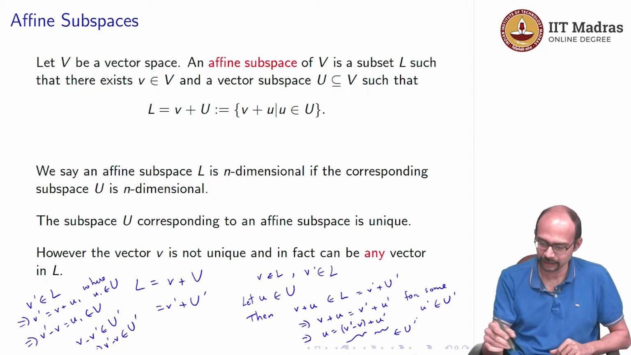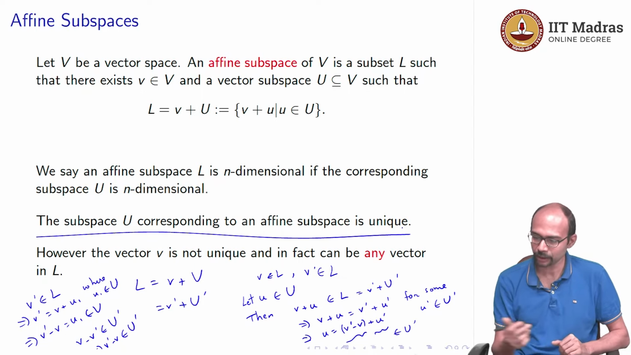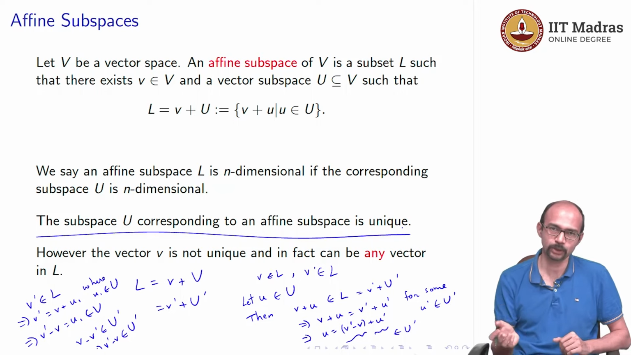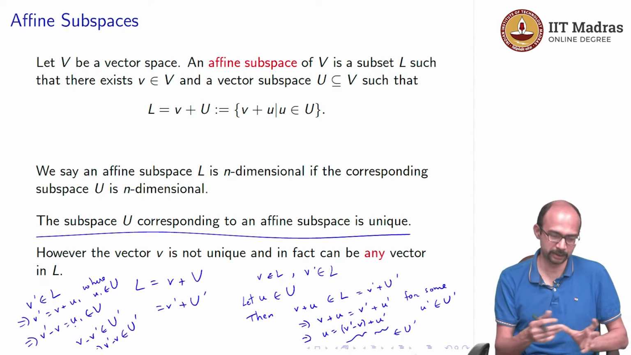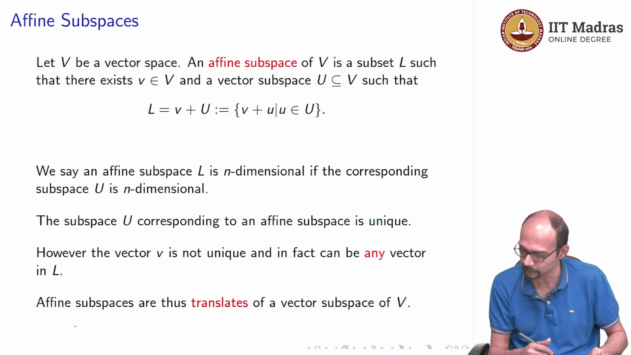So, that is what this statement here is saying, and v is not unique. In fact, as we saw, it can be any vector, because you can add some vector of u to v and express that as your v. So, the point here is that affine subspaces are translates of a vector subspace of v. Okay. So, affine subspaces are translates of a vector subspace of v.